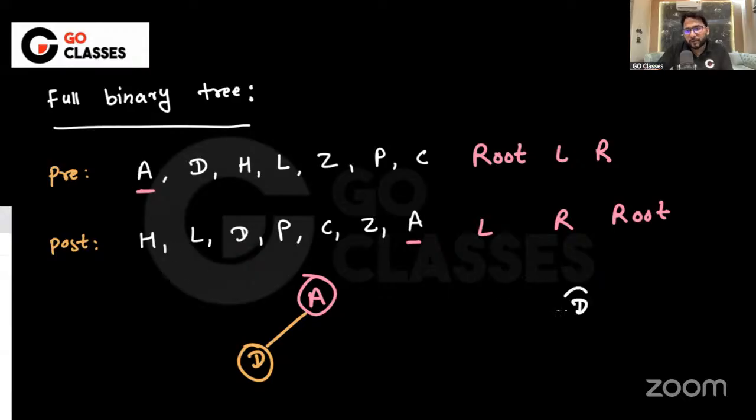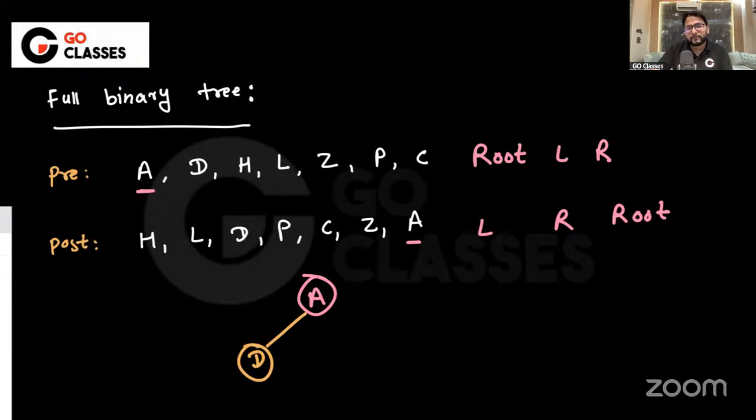Currently I don't know, but D is the root, and I need to also find out the left and right. Okay, so you can say root, left, right. Basically here there is no ambiguity that both of the things can go to the right or both of the things can go to the left. It is not possible, right?